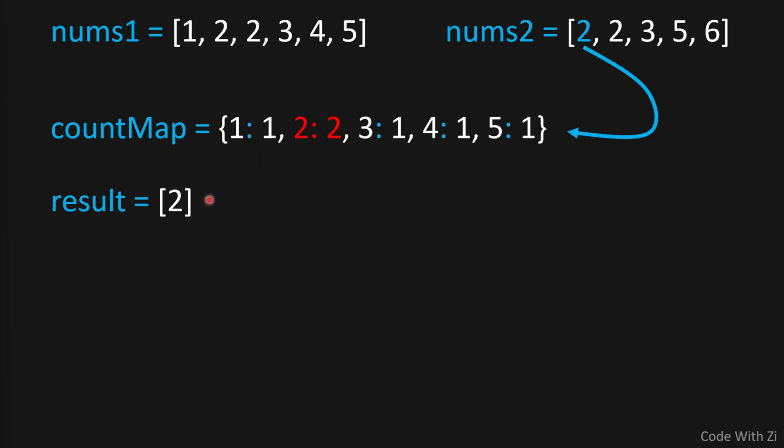So we're just going to add it here, and then we're going to decrement this count. That means if we encounter another 2 in our second array, we can also add it to result because we had 2 occurrences of the number 2 here, as you can see. Then we're going to move on to the next round.